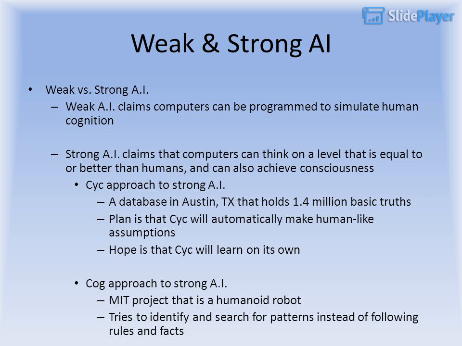Psych approach to strong AI. A database in Austin, Texas that holds 1.4 million basic truths. The plan is that Psych will automatically make human-like assumptions. The hope is that Psych will learn on its own. COG approach to strong AI. An MIT project that is a humanoid robot. It tries to identify and search for patterns instead of following rules and facts.